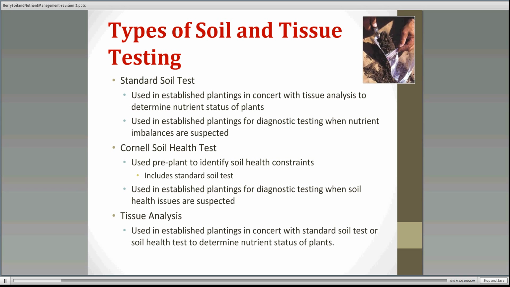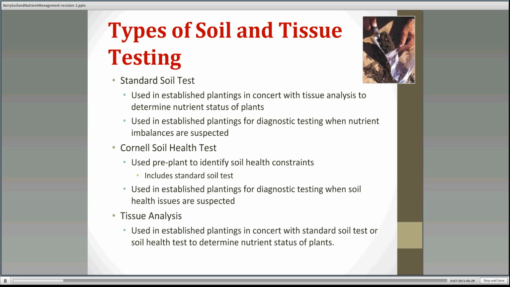pH accordingly. The Cornell Soil Health Test is a unique test looking at some of the other attributes of the soil, and that's the biological aspects and the physical aspects of the soil and how they impact plant growth and development. And Laura's going to be talking to you about that a little bit later in this presentation.